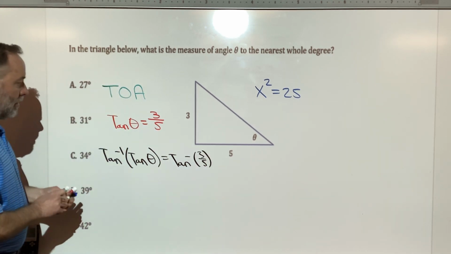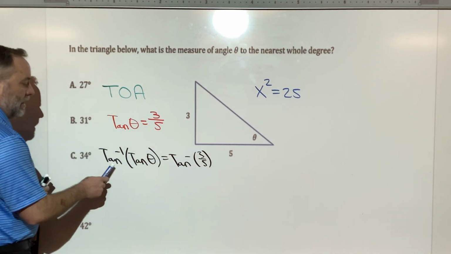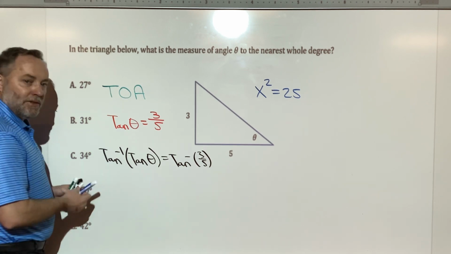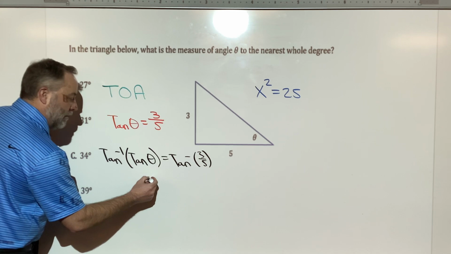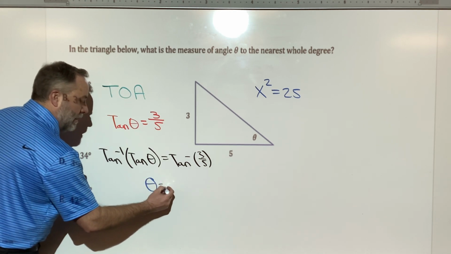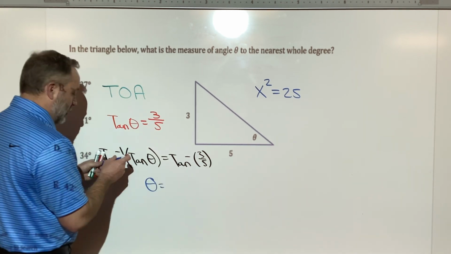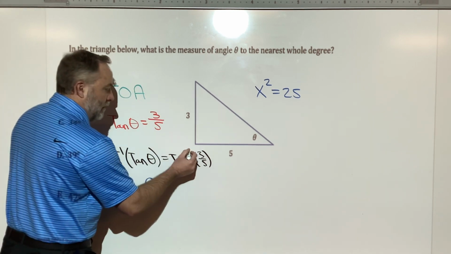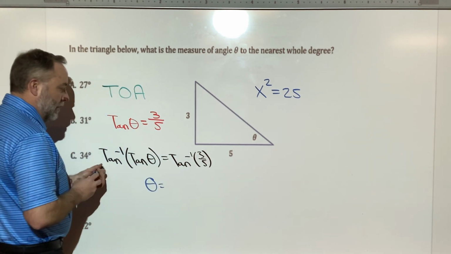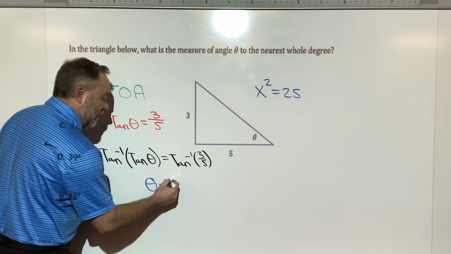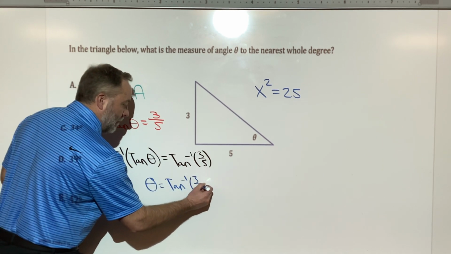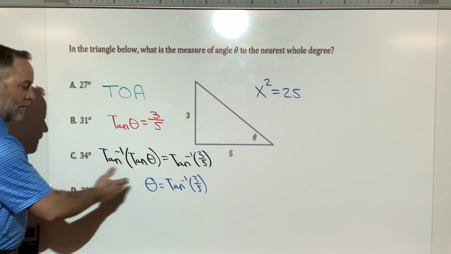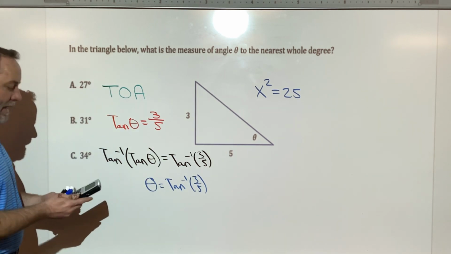Okay, and the whole reason why we do that is because the inverse tangent and tangent undo each other, just like square root would undo square, and we're left with theta on the left side is equal to the inverse tangent, I need a -1 right here, the inverse tangent of 3/5. All right, and I don't know what the inverse tangent of 3/5 is, but our calculator does.